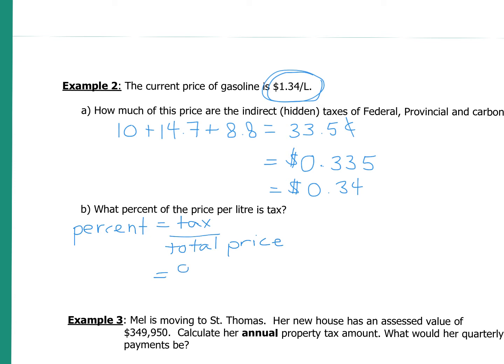Our tax was 0.34, so around 34 cents, and our total is 1.34. When we do that, we should get about 0.25. Again, it wanted to know the percent, not the decimal, so we're going to change this into a percent, which is 25%. We got that by multiplying by 100 or moving the decimal place 2 to the right. So the percent of the total price that's actually tax is 25%.